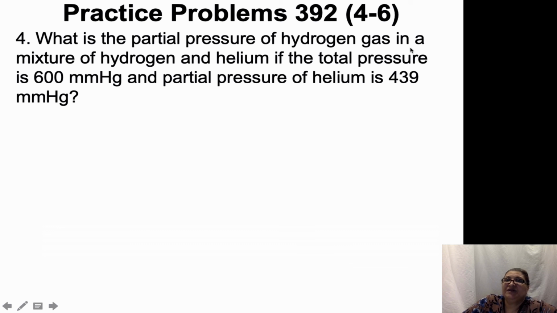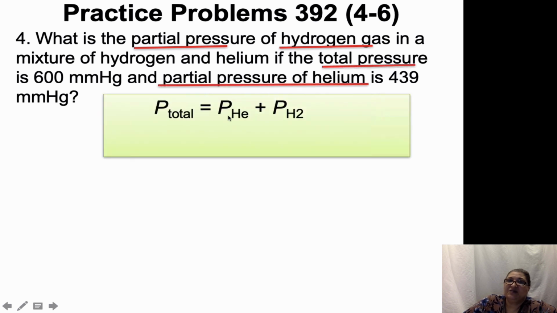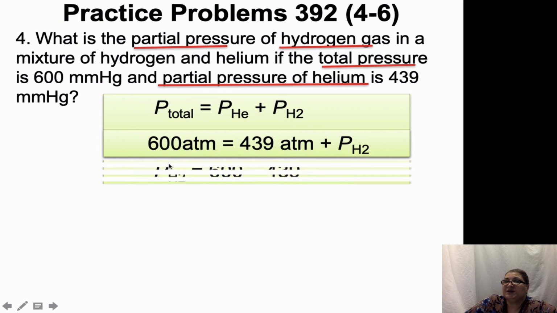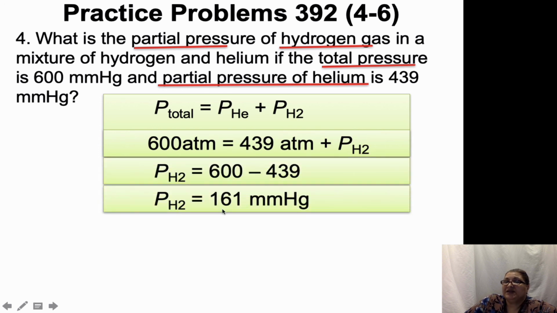What is the partial pressure of hydrogen gas in a mixture of hydrogen and helium, if the total pressure is 600 millimeters of mercury and the partial pressure of helium is 439? So we set up the total equals the partial pressure of helium plus hydrogen. The total pressure is 600, the pressure of helium is 439, and we solve for H, so we subtract 439 from both sides, and we get 161 as the partial pressure of hydrogen.